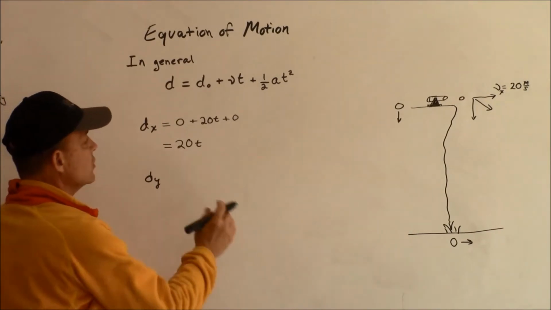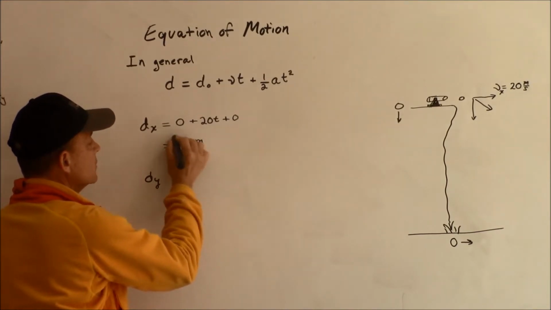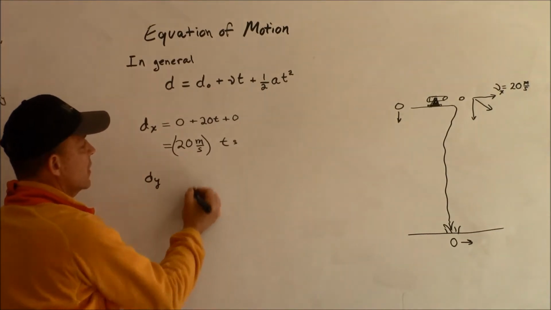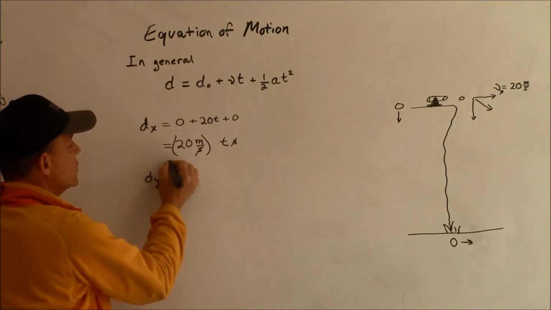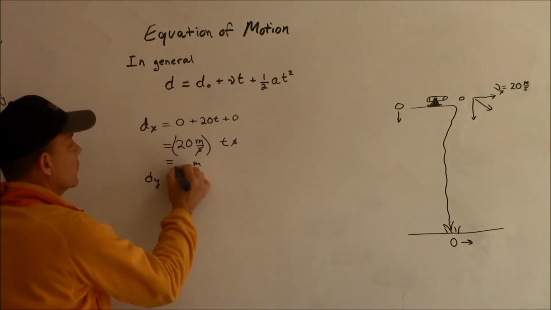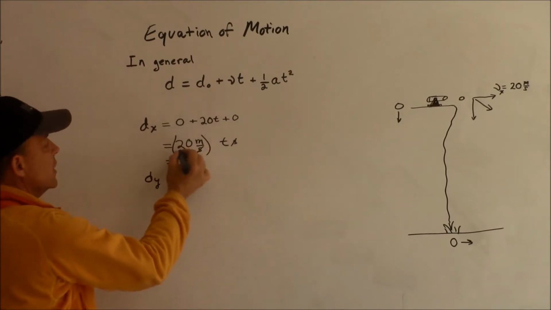Let's check and make sure that the units are working out right. This is 20 meters per second times time in seconds. The seconds cancel, and it's going to leave us with a distance in meters. Okay? So whatever the time is, we plug that time in, and then we get a distance.